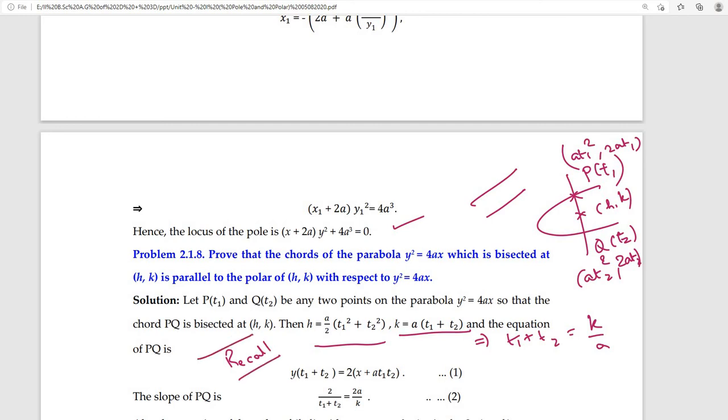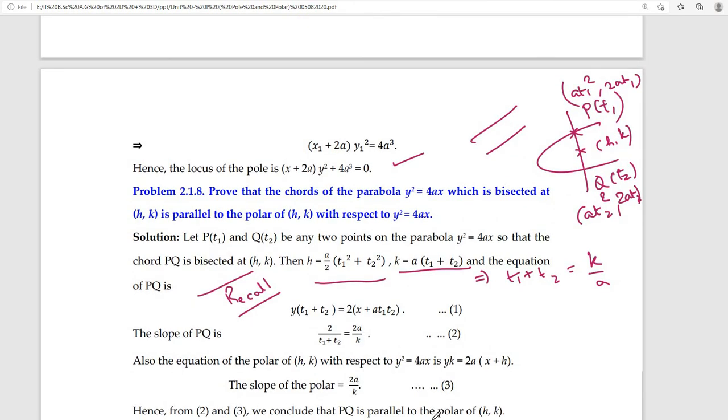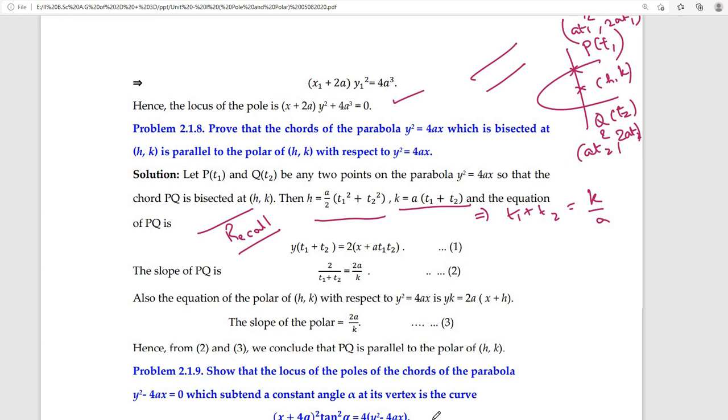The equation of the chord joining P and Q is given by y into (t1 plus t2) is equal to 2 into (x plus a t1 t2). Now from this, the slope of that line is 2 by (t1 plus t2), but t1 plus t2 is k by a. So we get the slope of PQ to be 2a by k. Now we want to show that this is parallel to the polar. So one is the polar, the other one is the chord joining P and Q.